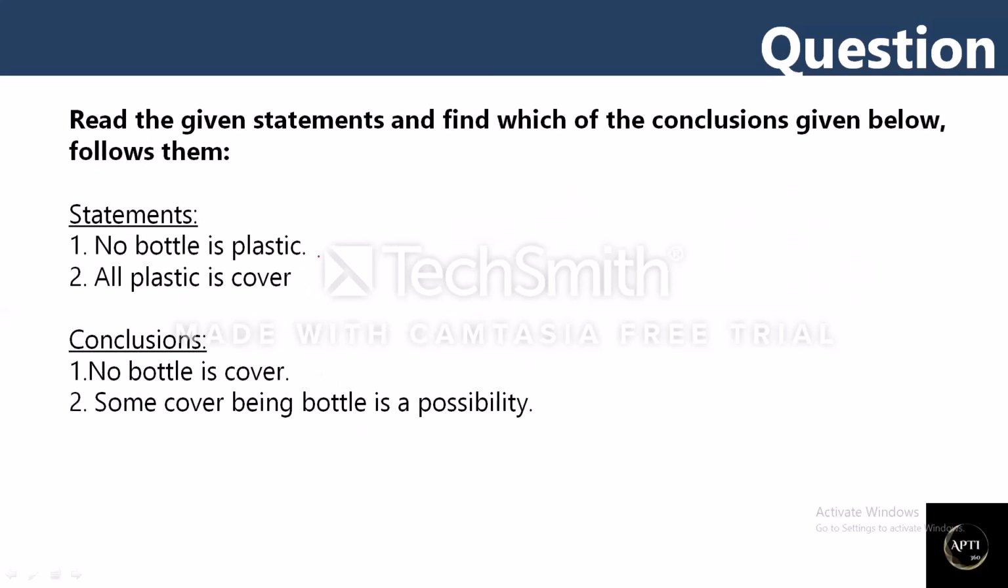No bottle is plastic. Okay, we have enough questions to practice, so you just pause the video and try it on your own. No bottle is plastic. Here, no bottle is plastic means there should not be any connection between bottle and plastic, correct? There is no connection between bottle and plastic. Even in the minimum case and maximum case, both are the same.